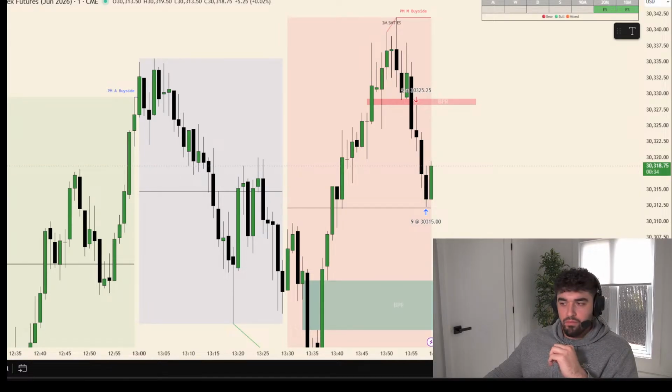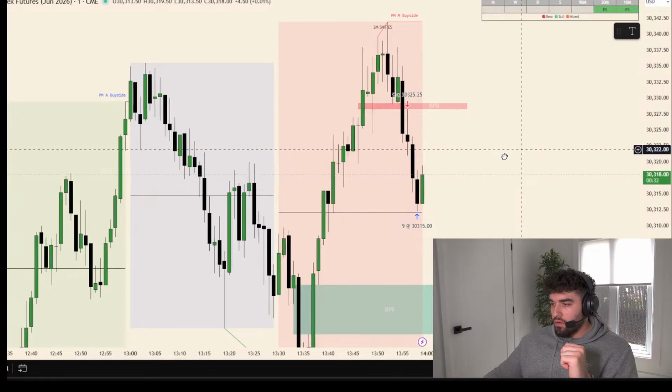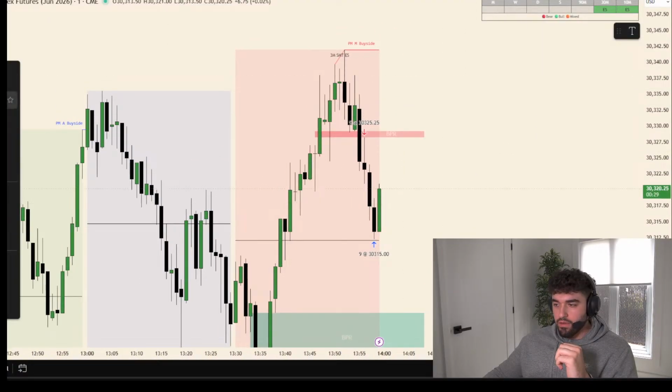And that was the fair value gap, that little pink thing that I see over there. No, I'll draw it out for you. This was the trade technically. I'll draw it out.